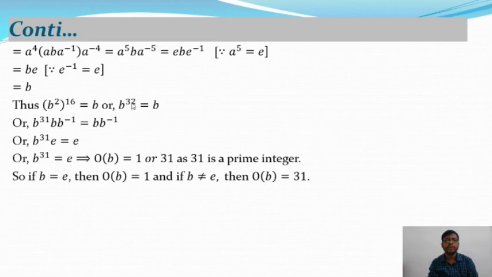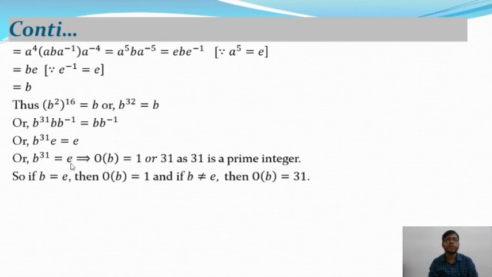So b to the power 32 can be written as b to the power 31 into b, and taking the inverse on both sides we get b to the power 31 into e, where b inverse times b is equal to e. So b to the power 31 is equal to e.